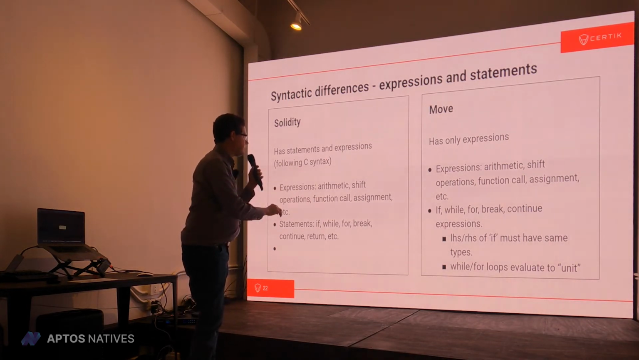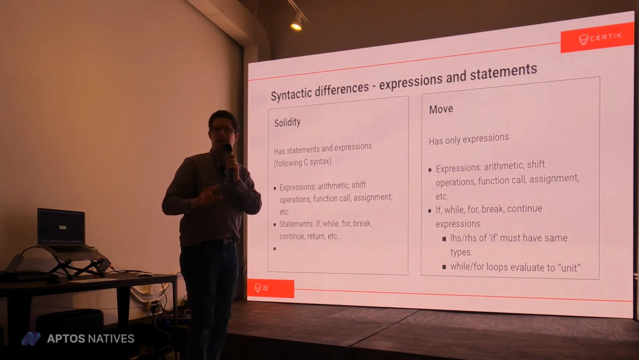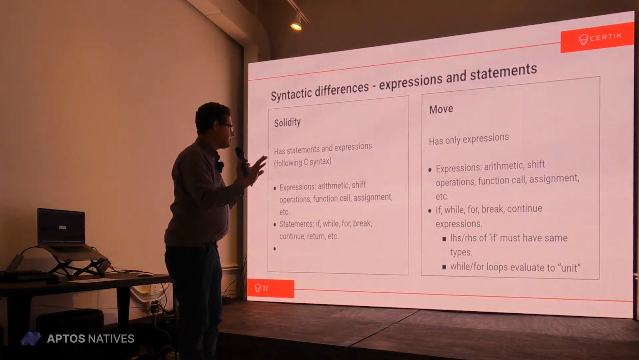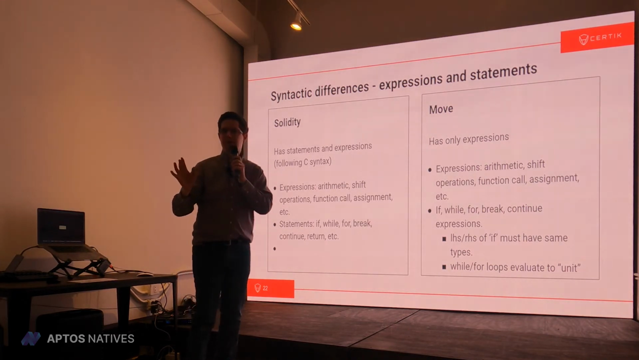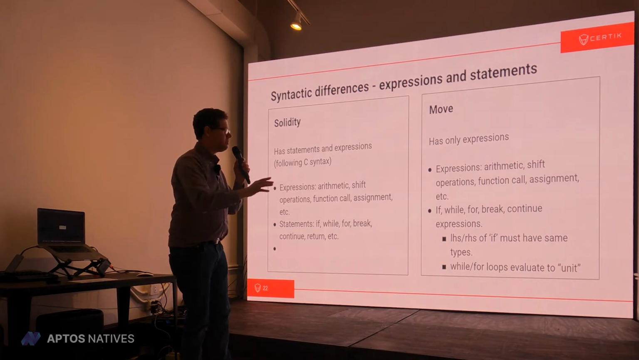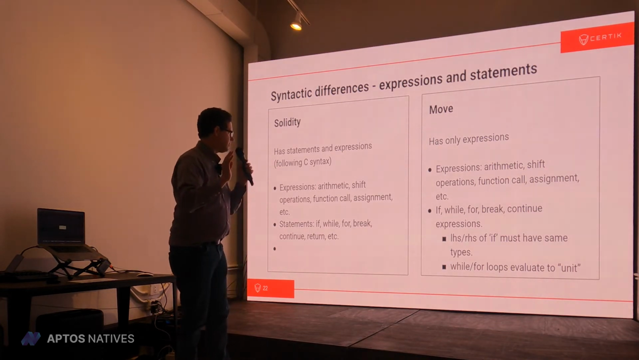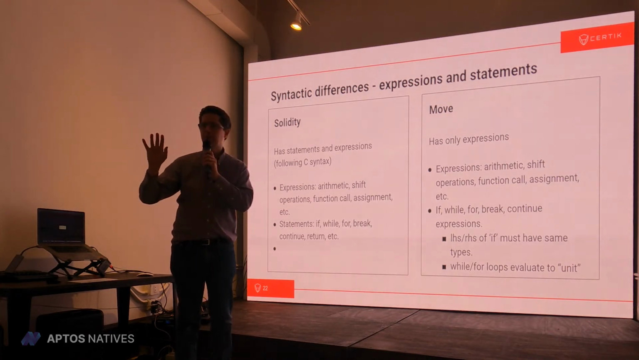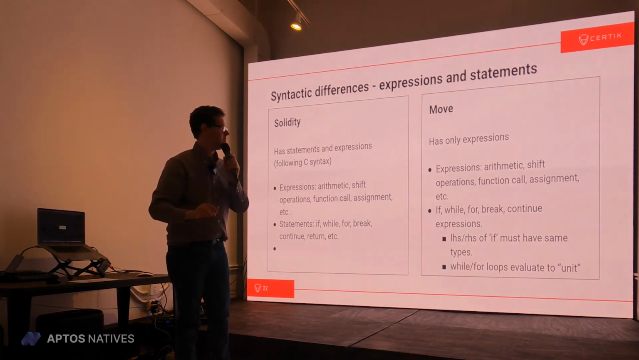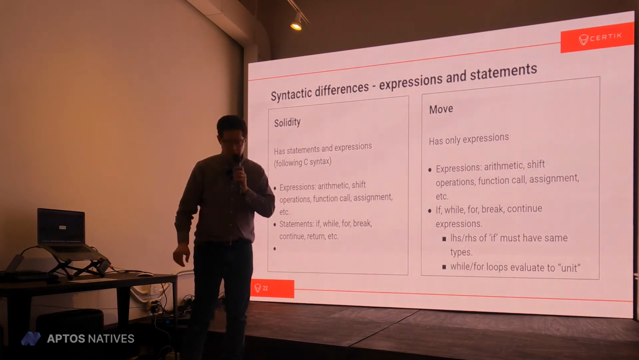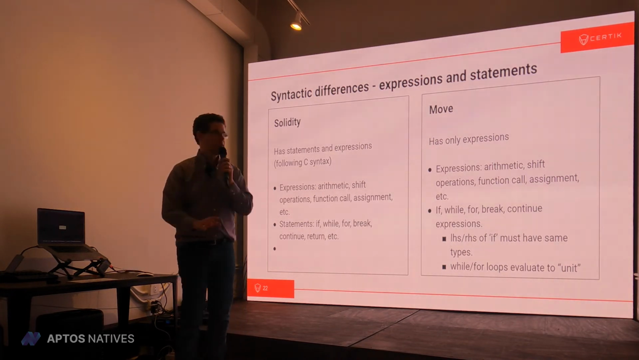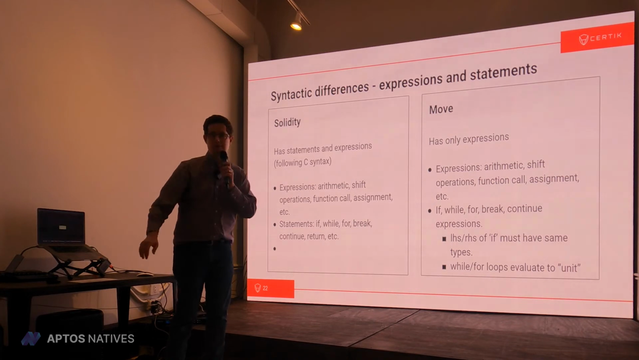So you can have an if expression, and both sides of the if have to evaluate to the same type. And similarly, you have a while expression. To a programming language person, it's a little different, but it works fine. While and for loops evaluate to the unit type, which is basically something that has no value in it. So you will find differences when you go to program. You have to be aware of this distinction.